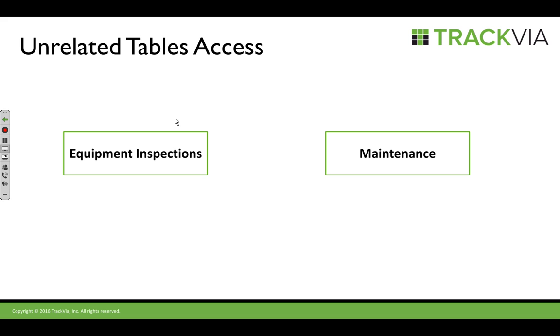For today's example, I'm going to work with two different tables, one called equipment inspections and the other called maintenance. The idea is that when a user does some sort of equipment inspection, and the machine does not power on, I'd like maintenance to also get a record added so that the maintenance team can get out here and check the equipment.